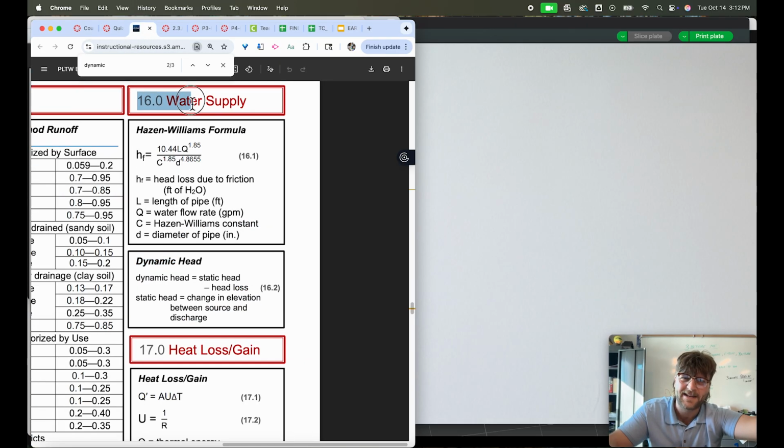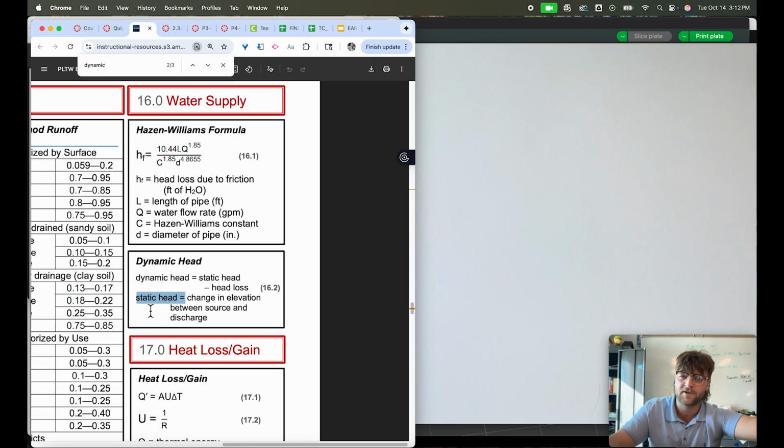We want to be navigating to section 16, which is water supply. These are two very important equations here, not only 16.1, but also 16.2. This has the dynamic head equation as well as the static head equation. Remember, anytime that we're talking about head, that's going to be the unit of feet of water.